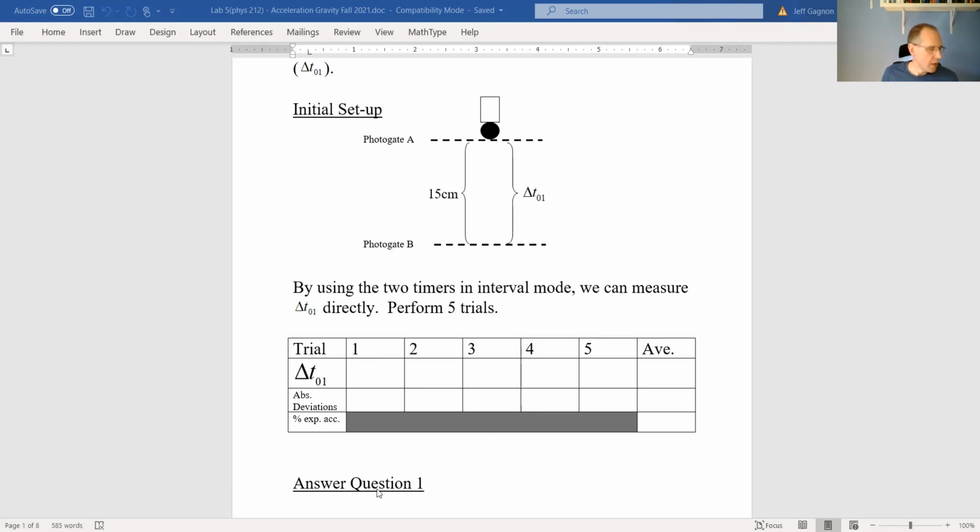Then you're going to answer question 1. Question 1 is going to ask you to calculate the average, so the average delta T01, the average time for the first 15 centimeters. And also it's going to ask you to compute the percent experimental accuracy for that time. So remember, how do we do that? We have to first find all the absolute deviations, find the average absolute deviation, and then finally, the average absolute deviation divided by the average time times 100 is going to give us the percent accuracy. I know it may have been a while since you last computed percent experimental accuracy, so let me jump over to the iPad and give you an example on this.